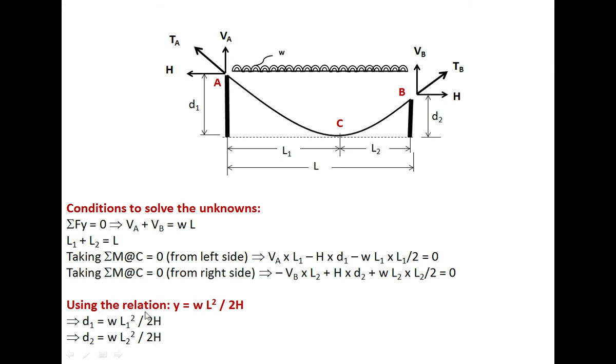And there is an important relationship for the UDL W. The dip Y is given by WL square by 2H. So D1 is W L1 square by 2H, where L1 is the length when this is D1, and D2 is W L2 square by 2H.